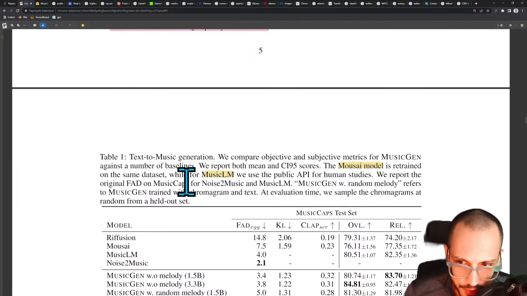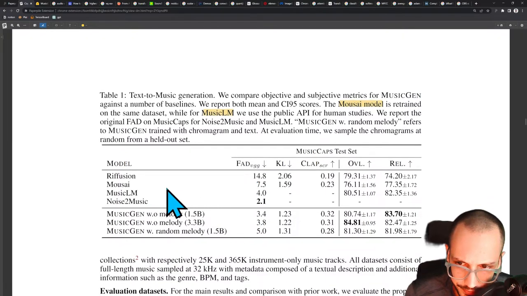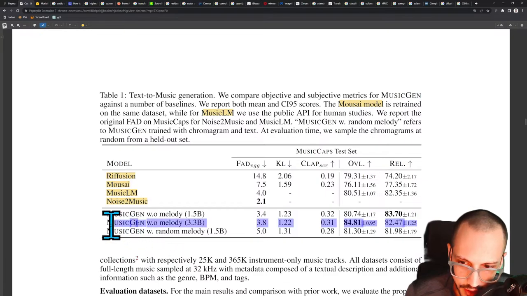This is a different one, I guess. We report the original FAD on MusicCaps for Noise2Music. Music refers to MusicGen trained on chromagram and text. We sample the chromagrams at random from a held out set. Okay, so I guess they do compare against a bunch of other things: Mousai, Riffusion, MusicLM, Noise2Music. And then here are the different versions of MusicGen. You have a small model without the melody, a larger model with the melody, and then the small model with a random melody. This is kind of cool. They randomly choose chromagram sometimes just to see how much the chromagram is actually doing.